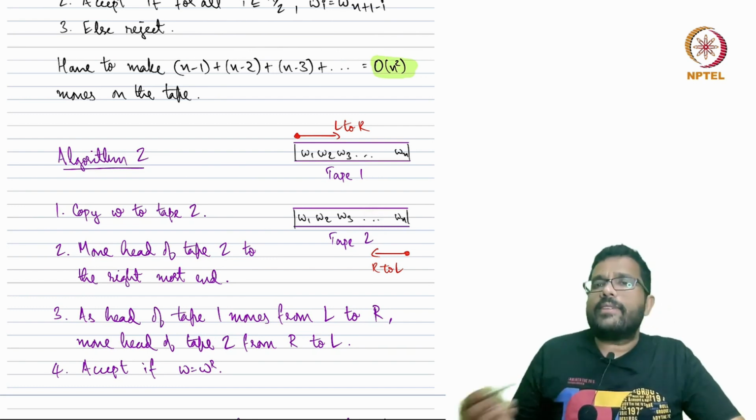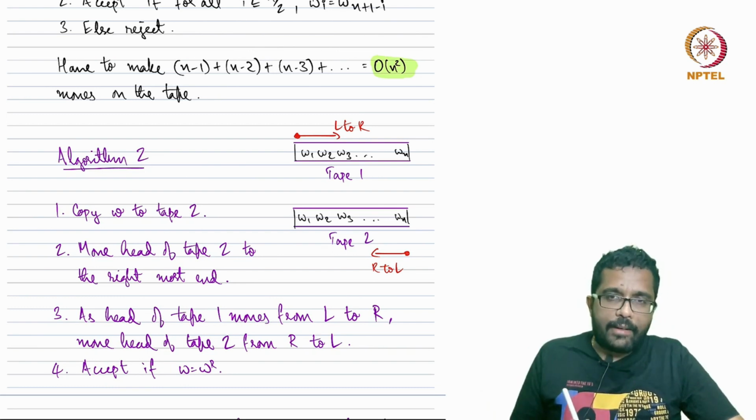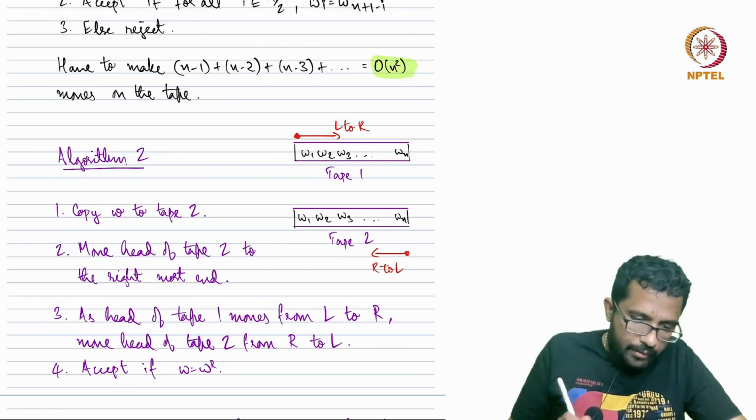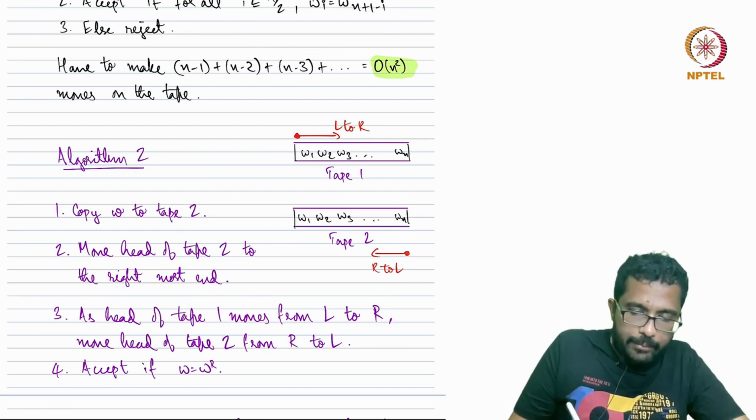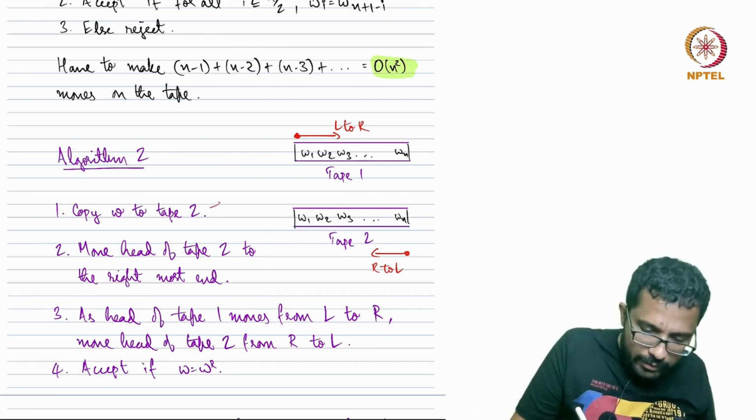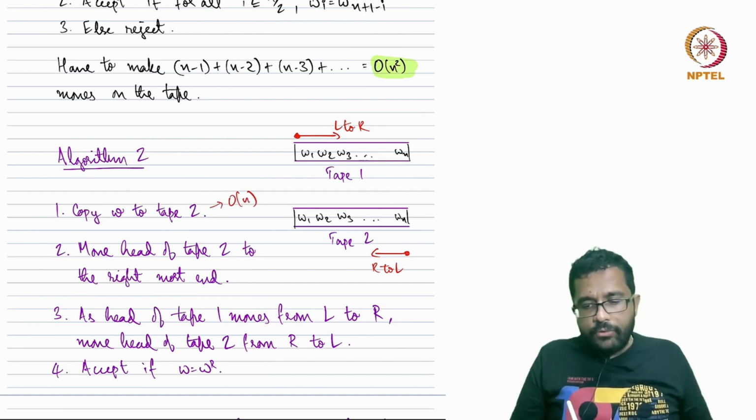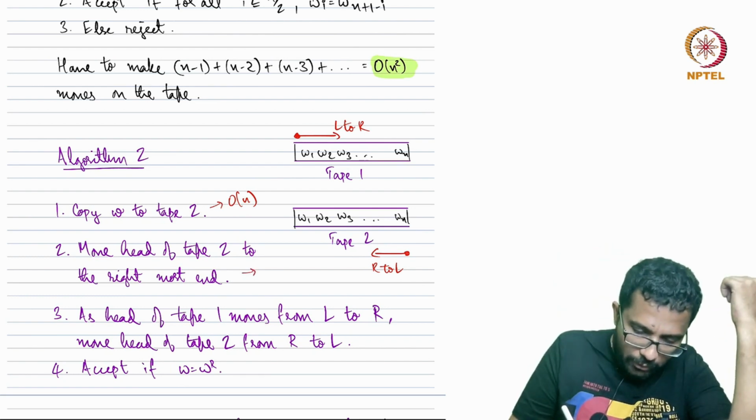Essentially we are checking the same things, but this approach is faster. Why is that? What did we do first? We first needed to copy the content of tape 1 to tape 2. If there are n symbols, this takes order n time. Then we move the head of tape 2 to the rightmost end. That's also order n time.